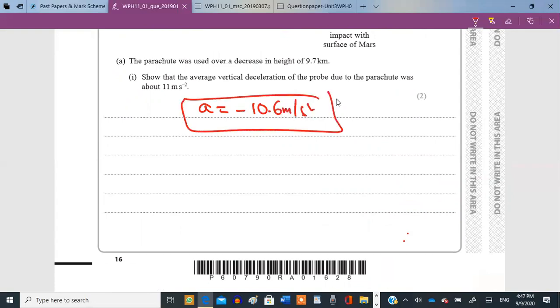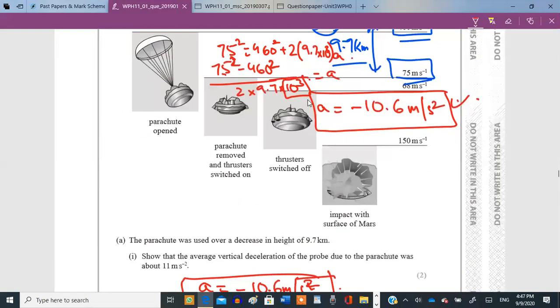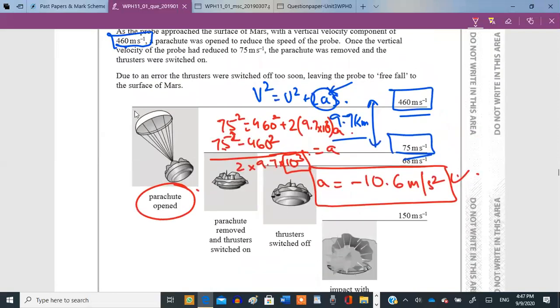This is the deceleration that is provided by the resistive forces of the parachute. Okay, this is a deceleration that has been provided. This means that the net force in that case was acting in the direction opposite to the direction of velocity. That's why it's negative.